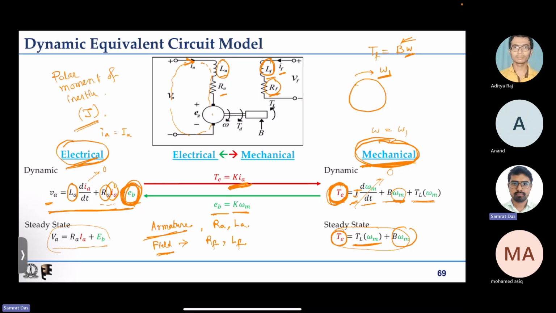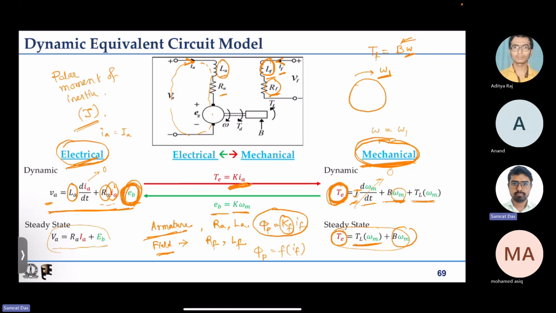Now in the field circuit, some current flows. That current will produce some flux. This flux, typically written as flux per pole phi p, is a function of if, and typically it is a scaling function like this, say kf into if. So this is the relationship between flux per pole and the field current. So this kf is one important parameter that we need to know, how the field current translates to flux per pole.